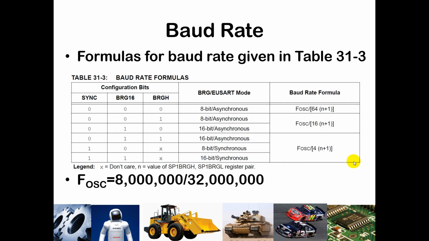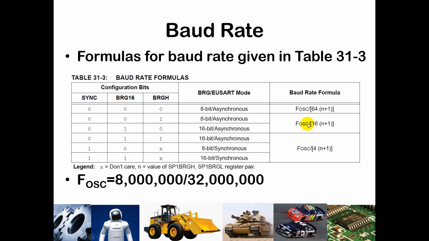And so there's the sync bits, there is the BRG16, which we just talked about, and then there's the BRGH. Sync is determining whether we're using synchronous or asynchronous mode. We're going to use asynchronous. And then the BRG16 is determining whether you're using 8-bit or 16-bit baud rate control. And then BRGH determines basically which of these formulas on the right end of this table we're going to use. And so that determines whether you're going to divide the frequency of oscillation by 64 or by 16.